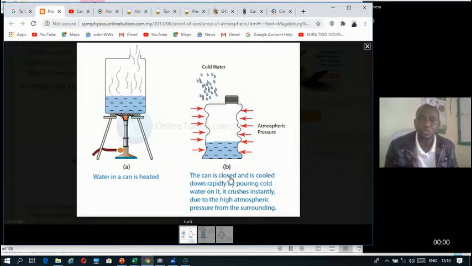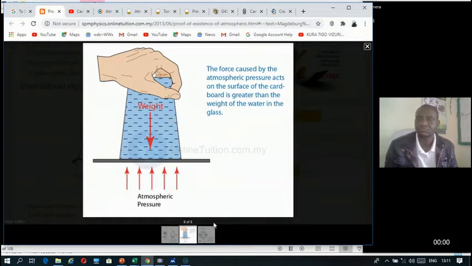The can is closed. You cool it down rapidly by pouring cold water on it. It crashes instantly due to high atmospheric pressure from the surrounding. Take water. You place your glass upside down like this, you dip it in water, then you will realize that the force caused by the atmospheric pressure acting on the surface of the card is greater than the weight of the water, and therefore water does not come out. There are several examples on that.